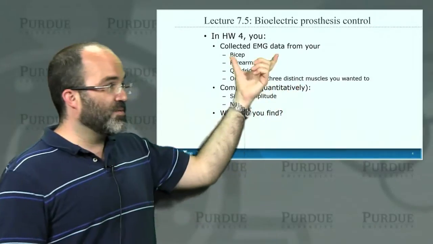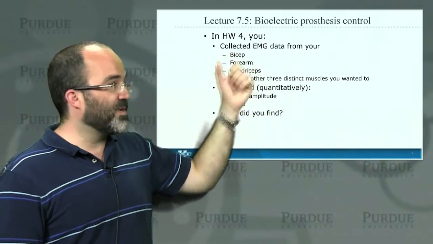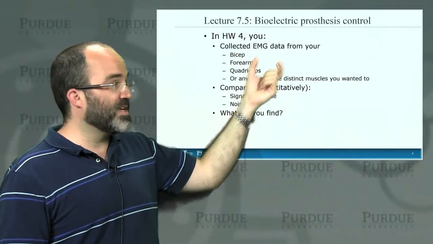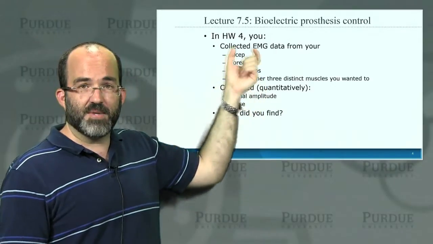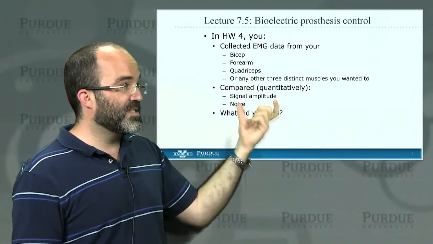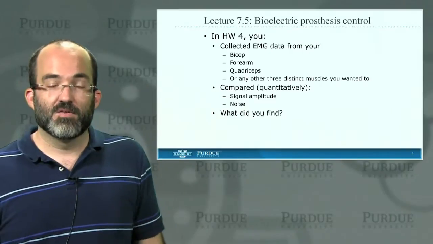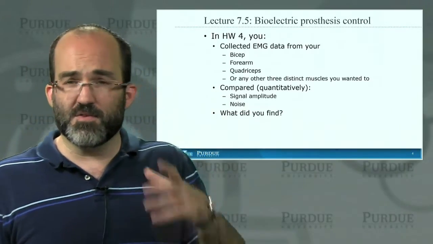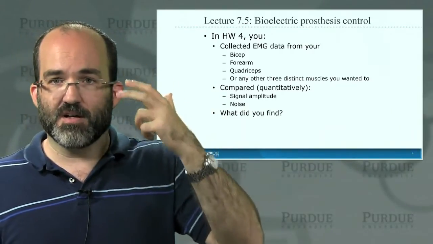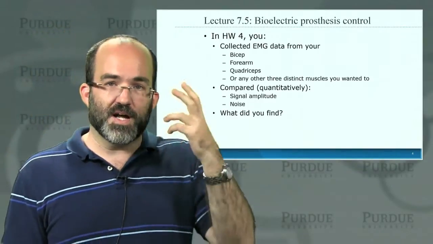The fourth homework that you did in the last part of the practicum was to collect the EMG data from a series of muscles, the bicep, the forearm, the quadriceps, and then to quantitatively compare them. What did you find when you did that? Now, you had the option of using others. You even could have used the electrooculogram, the EOG, to record eye movements.